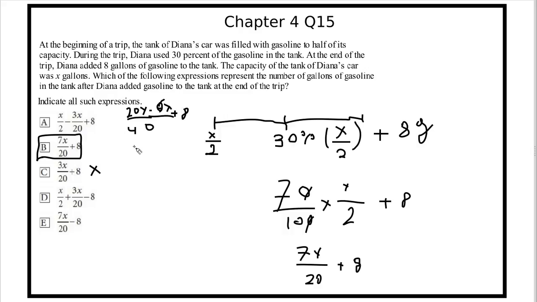It will be 14x divided by 40 plus 8. Both 14 and 40 are divisible by 2, so it will be 7x over 20, so it will be the same answer. It will give me the same thing.